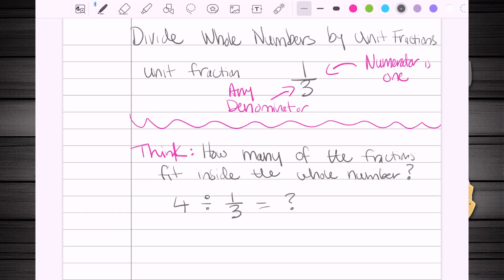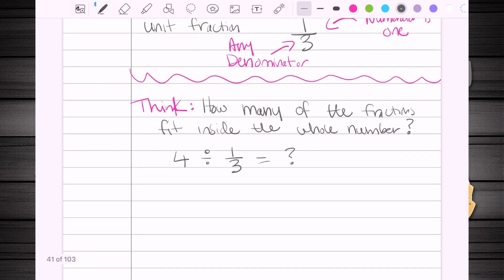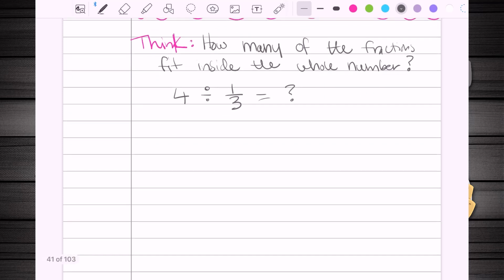So let's look at a model using rectangles. I'm going to draw 4 rectangles because I'm starting with the number 4. 4 is our whole number. Oh, I think that's a little bit long. I'm not going to fit 4 across the page. Let's go ahead and erase those and try again. It's really important that we try and keep our rectangles the same size.